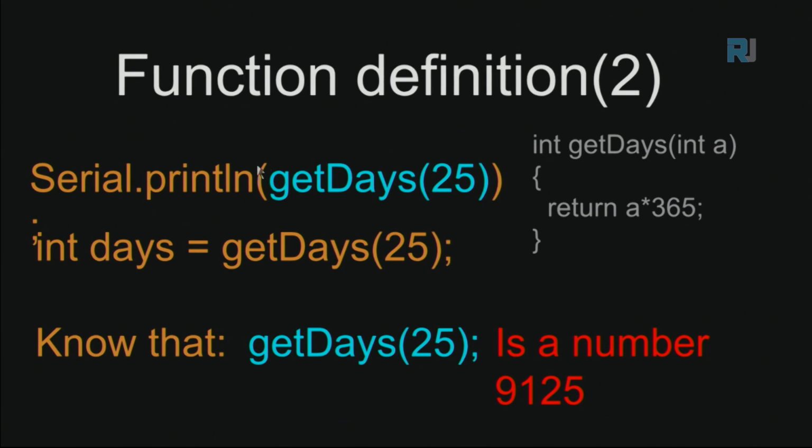This is also a function. Println is a function from the serial monitor. So get days, we will pass the value here. This will be 9,125 and will be printed on the screen.